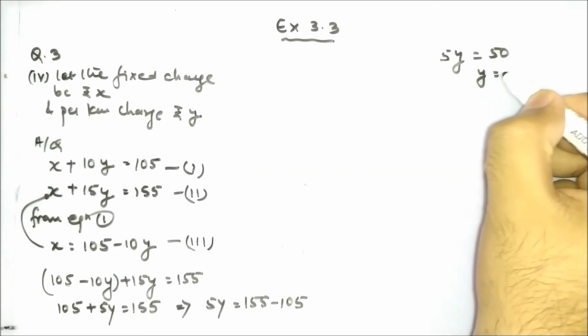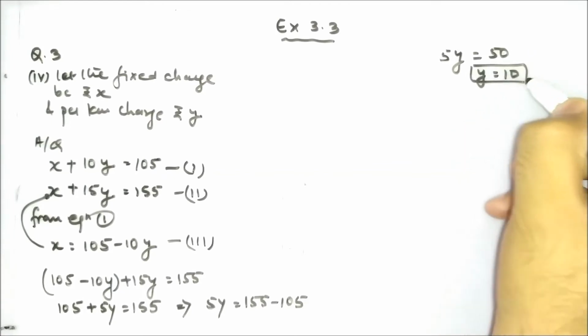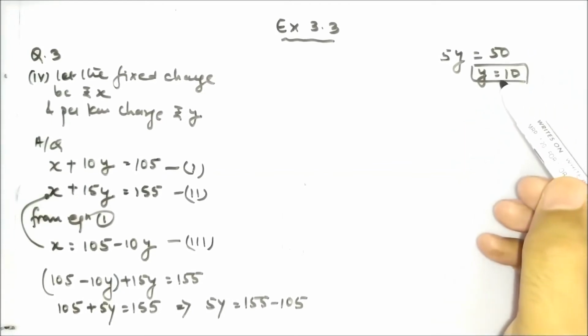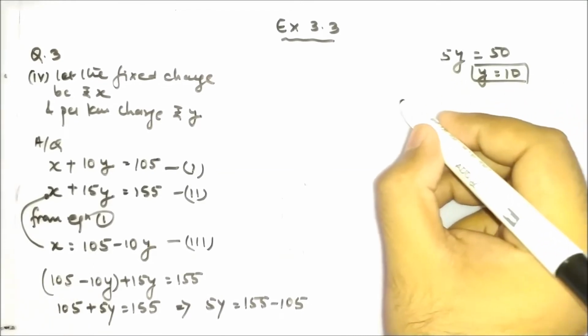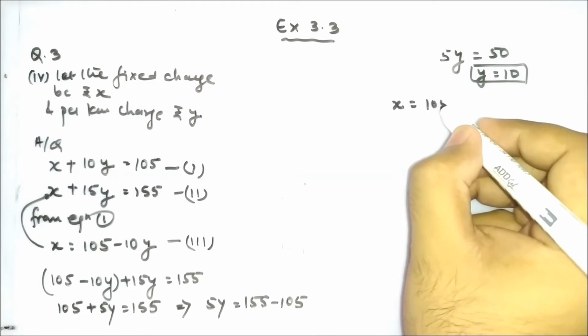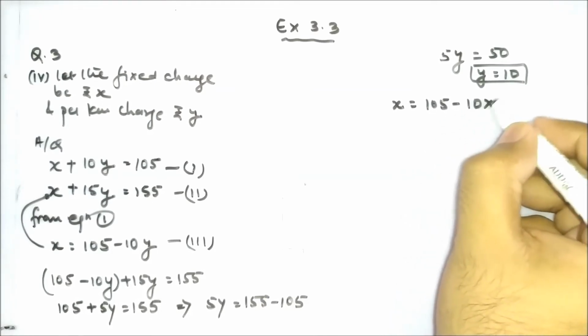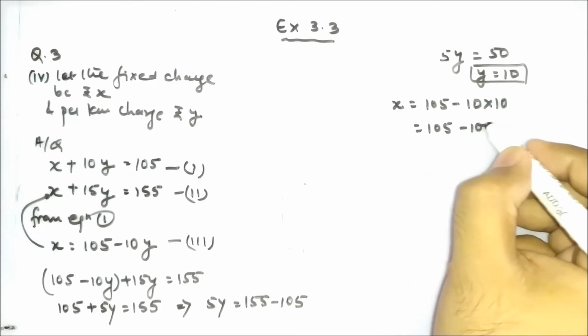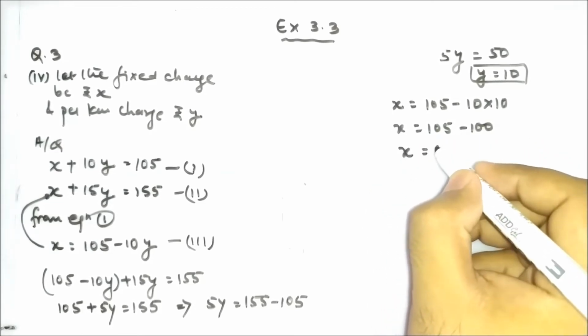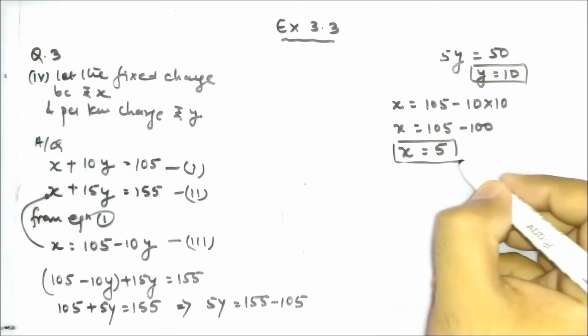So from here y will be 10. So we got per kilometer charge is 10. Now for getting the fixed charge, we'll put the value of y equal to 10 in equation number 3. So from here we'll get x is equal to 105 minus 10 into y, which is 10. So this will be 105 minus 100. So from here x will be equal to 5. So we got the fixed charge as 5.